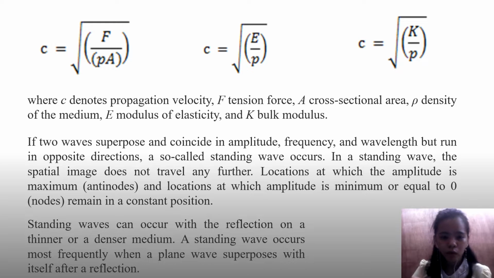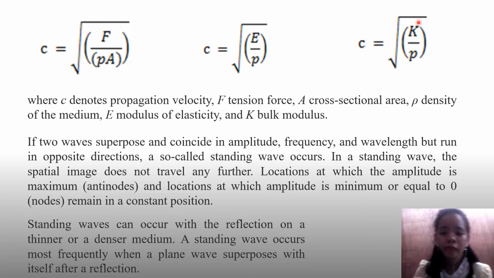So, where C is the propagation velocity, F is the tension force, A is the cross-sectional area, rho is density of the medium, E is the modulus of elasticity, and K is the bulk modulus. If two waves superpose and are equal in amplitude, frequency, and wavelength but run in opposite directions, a so-called standing wave occurs.